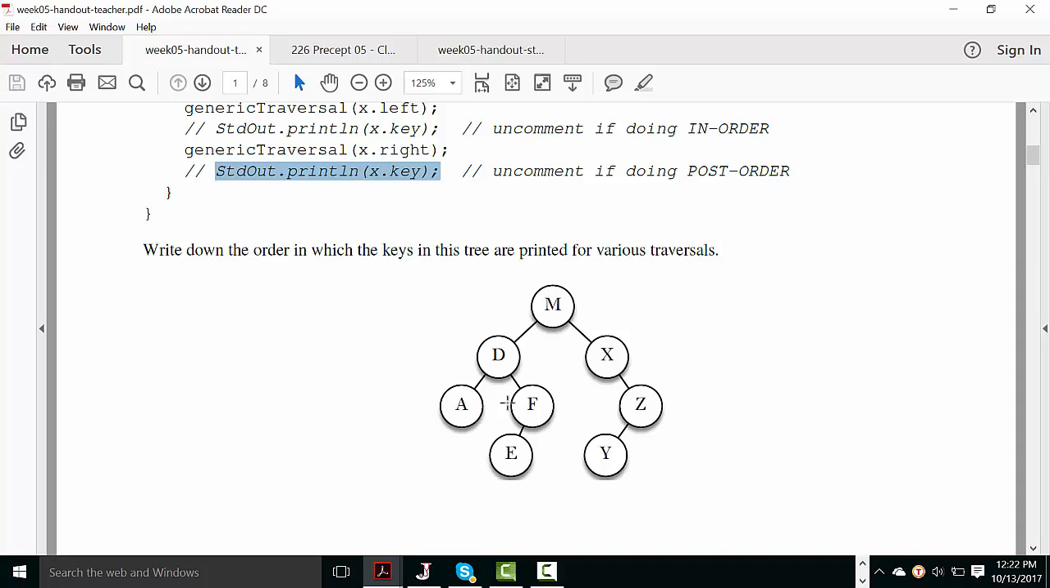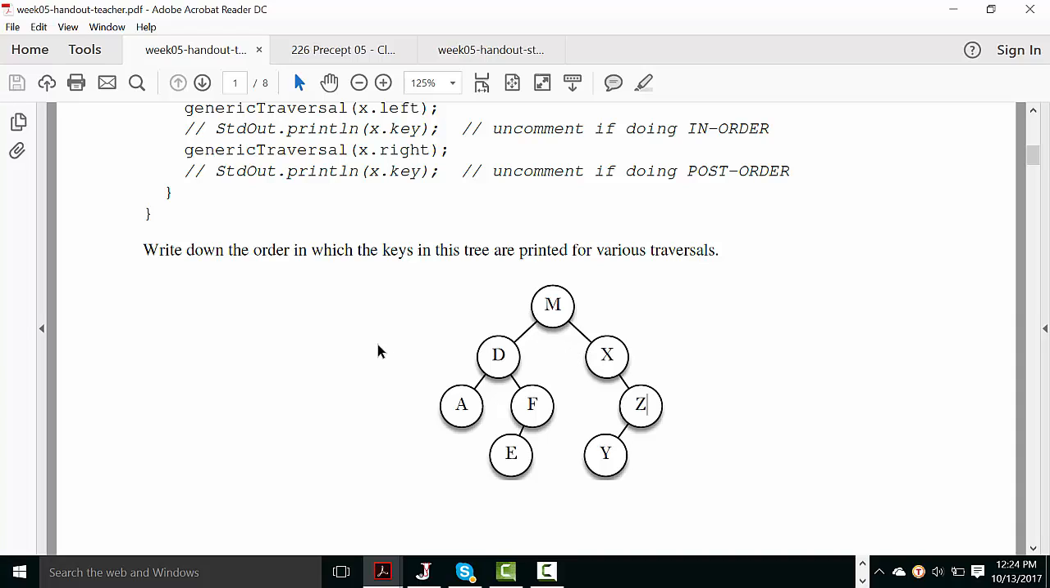And then once you process the left tree, then you process the root, which is M. Then you process the right subtree. There's no left node here, so we do left, root, so that would be X, and then you go to the right, and then you do left and root. So the order of the in-order traversal will be A and D, and then E and F and M, and then X, and then Y and Z. So that would be the in-order traversal.